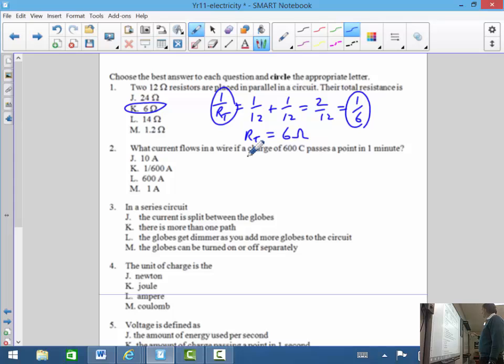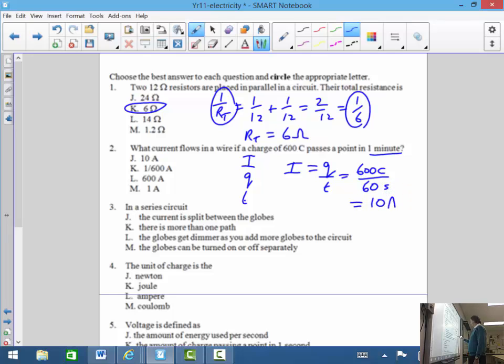What current flows in a wire with a charge of 600 coulombs past a point in 1 minute? If you look at your formula sheet, you've got intensity of current I, quantity of charge Q, and a time period T. So you're going to use I equals Q over T. The charge there is 600 coulombs, and you can't put 1 in for time because it's got to be in seconds, so there are 60 seconds in a minute. So 600 over 60, you're going to get 10 amps, which is going to be J.